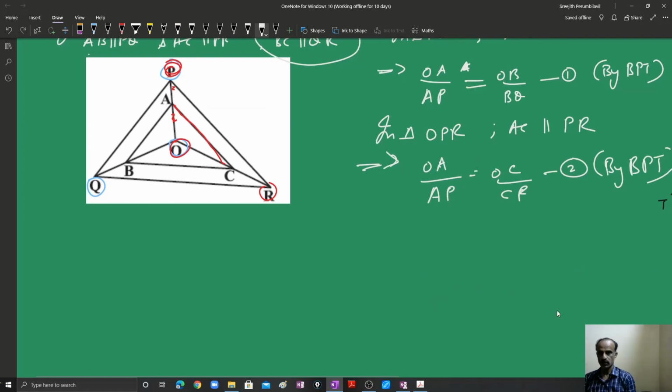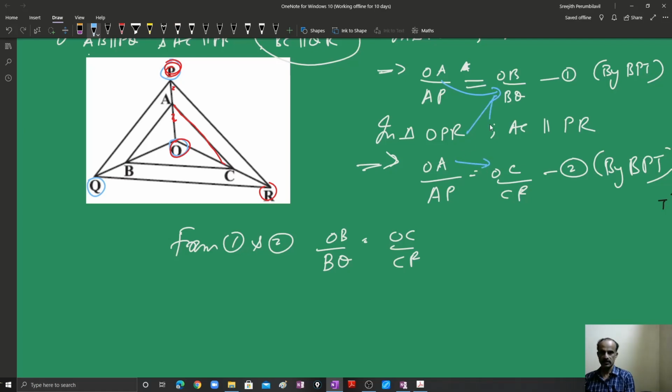Now from 1 and 2 what happens? From 1 and 2, OA by AP is equal to OB by BQ and OA by AP is equal to OC by CR. Therefore, OB by BQ is equal to OC by CR. I repeat how it came. This is equal to this, that is over. At the same time, this is equal to this. That means these two are equal. OA by AP is this, OA by AP is this also. Therefore, these two are equal from 1 and 2.